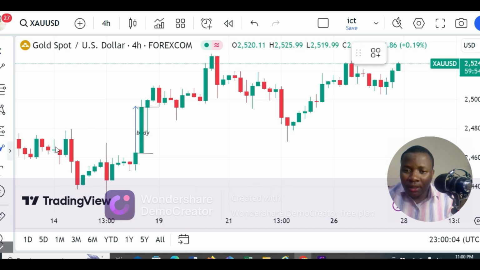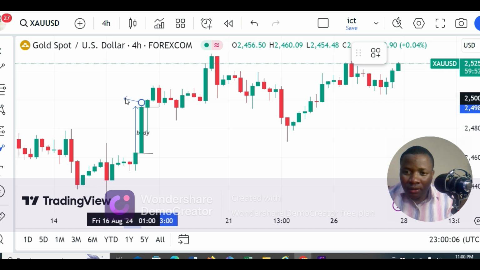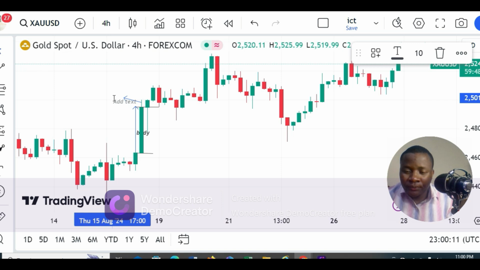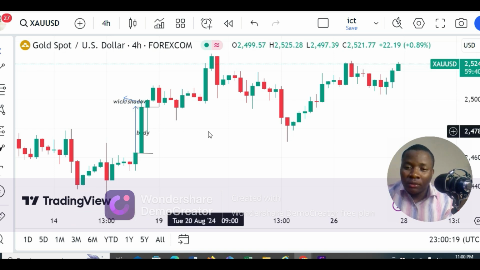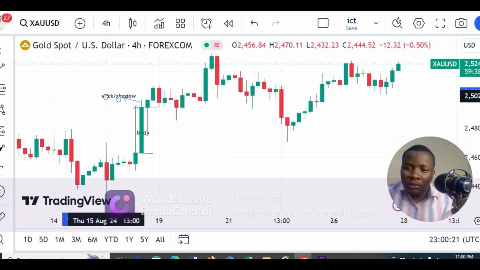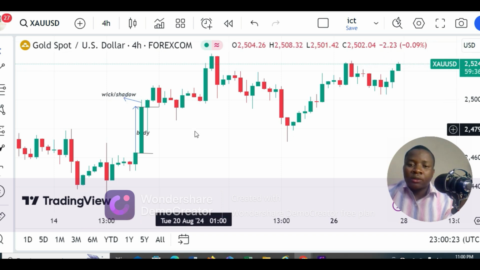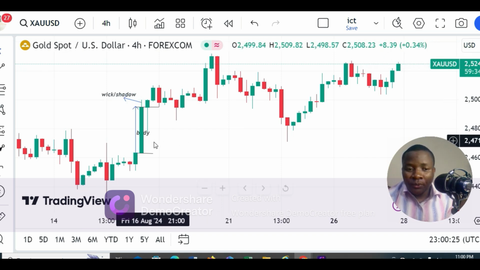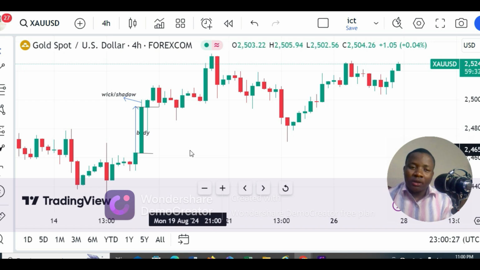Then we have the wick. The wick is this one. Wick, or the shadow. We have two types of candlesticks: bullish and bearish candlesticks.